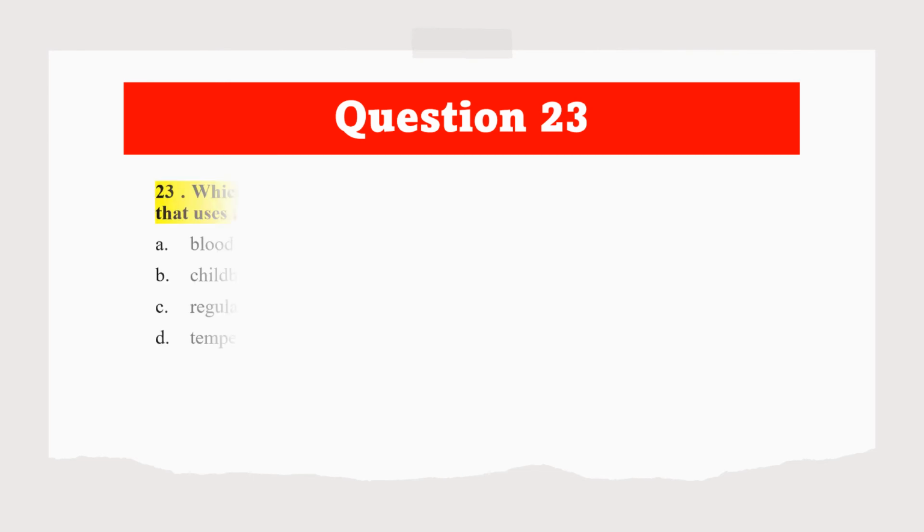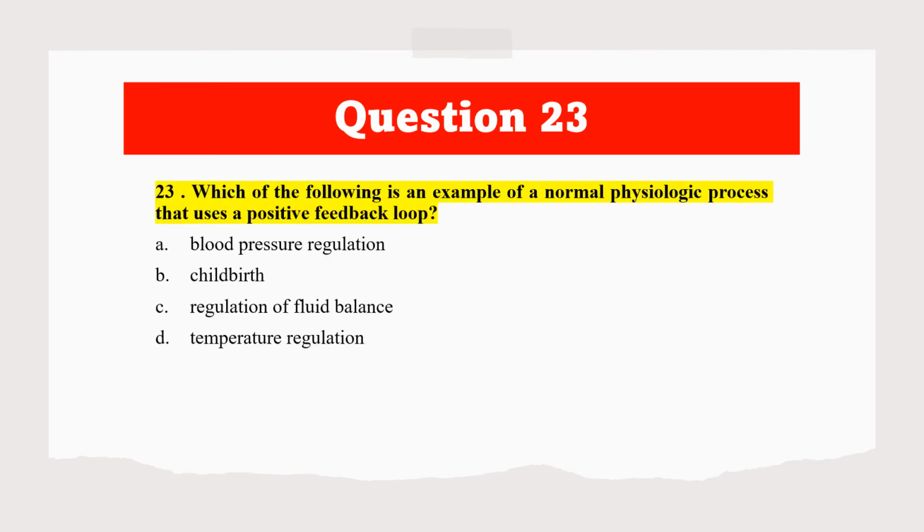Question number 23. Which of the following is an example of a normal physiological process that uses a positive feedback loop? Blood pressure regulation, childbirth, regulation of fluid balance, or temperature regulation. So, childbirth is an example of a positive feedback loop.